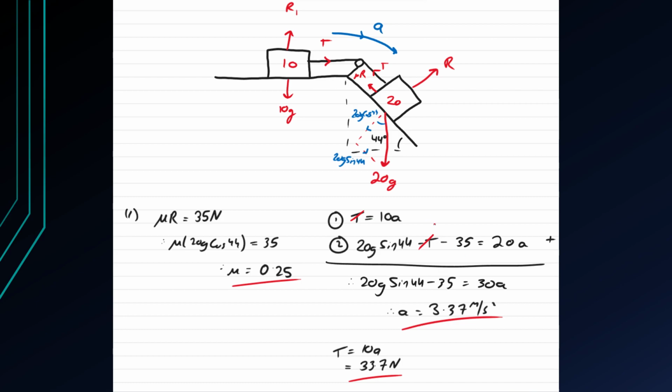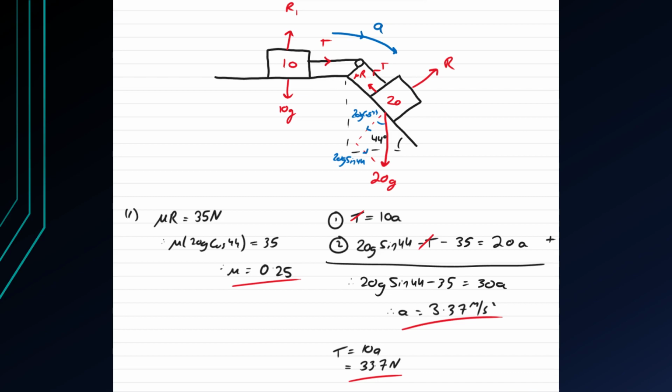So after resolving the forces, tension in the first one is 10 times the acceleration. Because there's one string, the acceleration is constant. So the second one, you have 20g sine 44, so that's the parallel component of the weight, minus the tension, minus the friction, which is 35 newtons, is 20a. Adding these together, we just get 20g sine 44 minus the 35, and then divide by 30 to get our acceleration, which is about 3.37 meters per second squared.